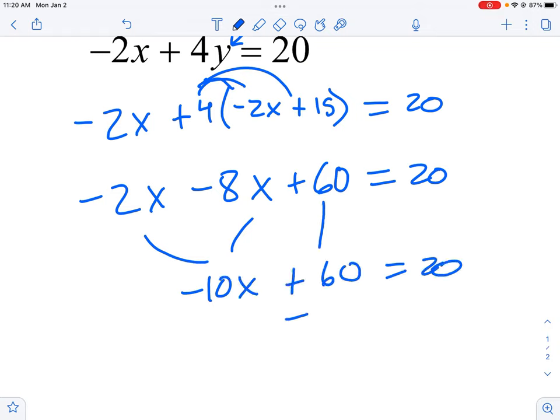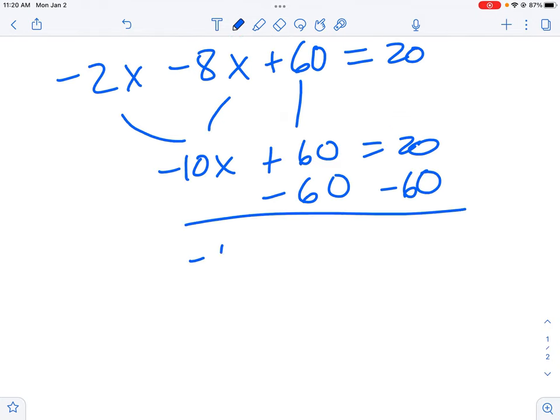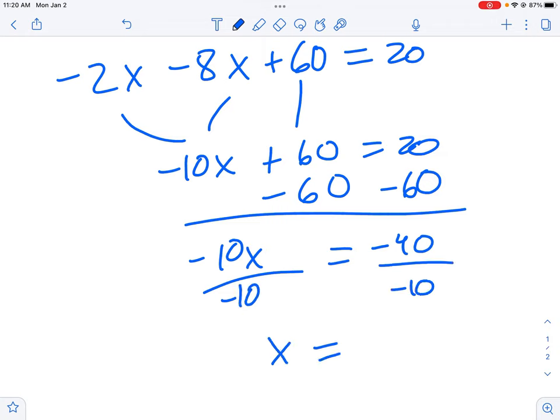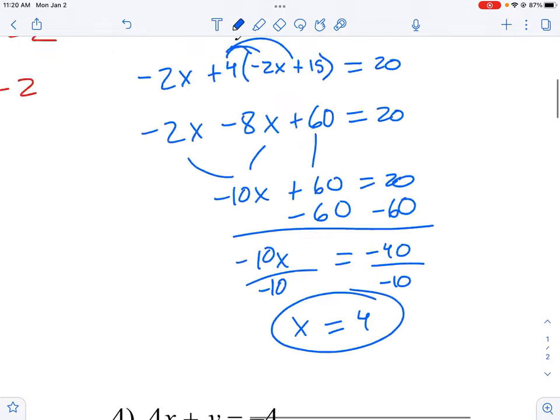But we need to get x by itself, so let's subtract off that 60. And we got negative 10x equals negative 40. And let's divide by that negative 10. Divide by negative 10. And we got x equals 4. Hooray! We got our x value.